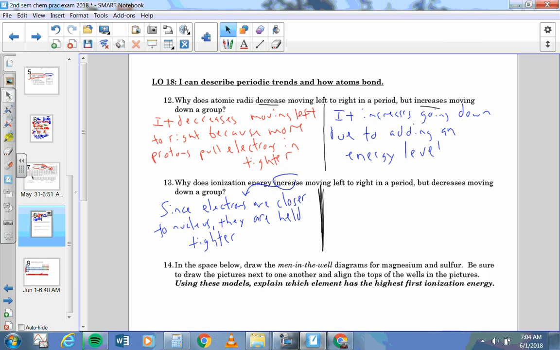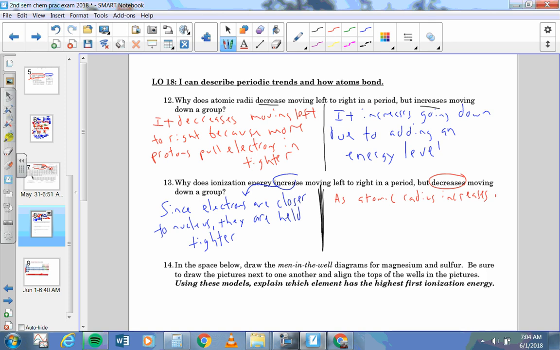Not so when we move down. It decreases moving down as atomic radius increases. They are held less tight by the nucleus. The outermost valence, but really all the electrons, are held less tight by the nucleus.